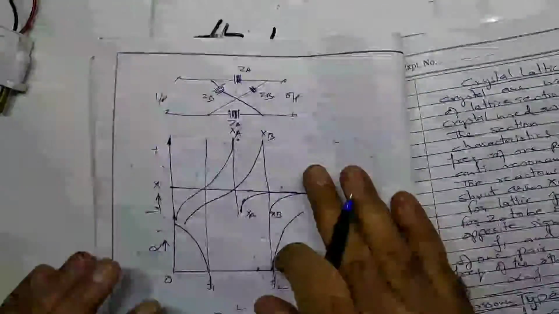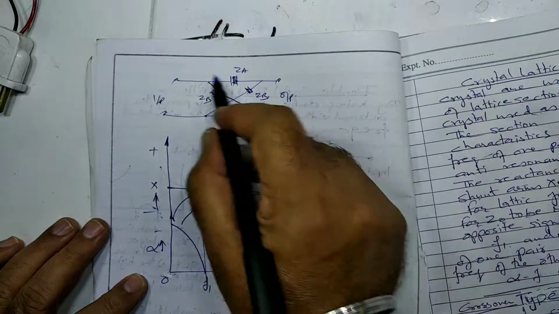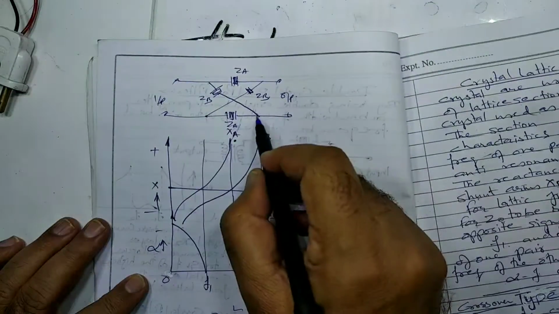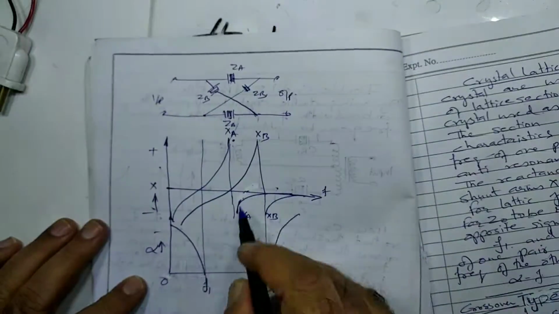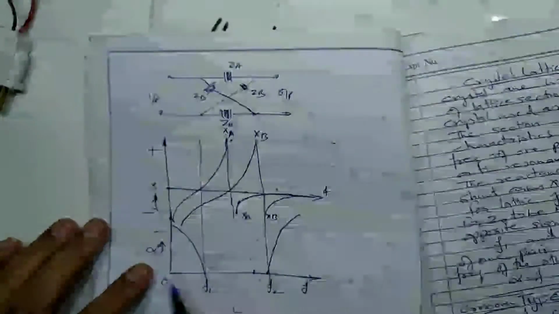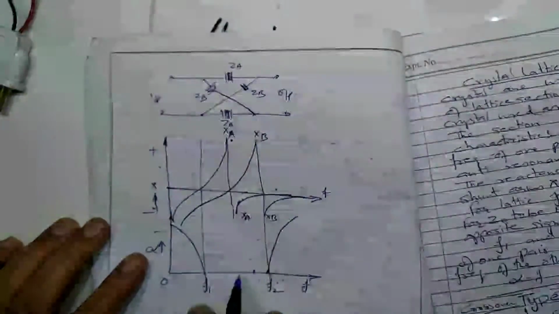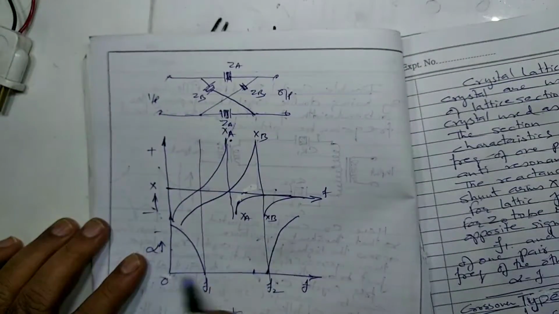So the alpha versus F characteristics are shown in the figure. Now this is the crystal lattice filter, where this is ZA, ZB, ZB, ZA. This is the crystal lattice filter alpha versus F frequency characteristic, where alpha is the attenuation and F is the frequency.